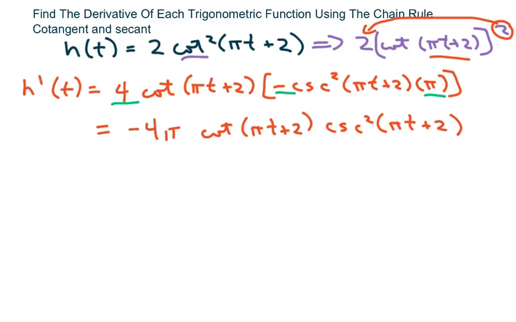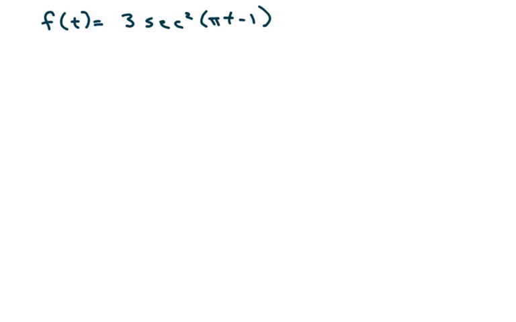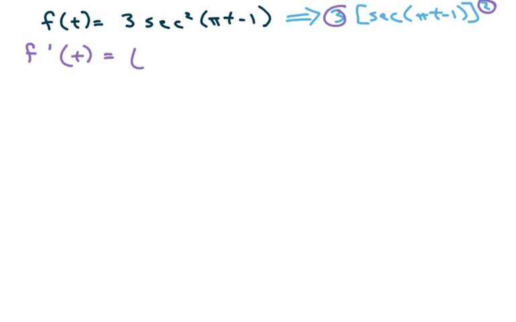So the trick was this first step, rewriting it. And the next one we're going to do the same thing. That's with secant squared. So I'm going to rewrite this as 3 times secant of pi t minus 1, and that's all going to be squared. Now we can take the derivative. So you multiply the 2 times the 3, and you get 6. And just copy down your inner function.